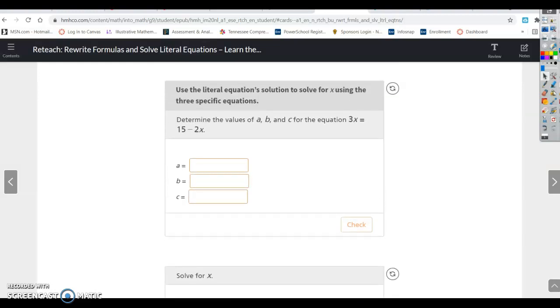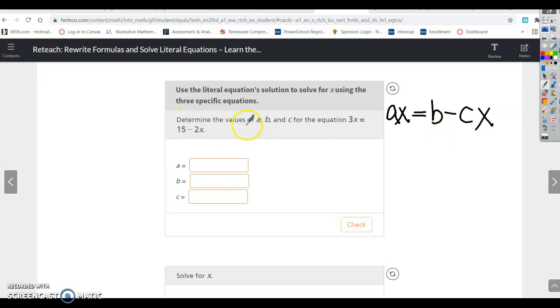All right, it says use the literal equation solution to solve for X using 3 specific equations. I told you to write this down, so hopefully you wrote it down. So the literal equation is AX equals B minus CX. If you scroll back up, you can see that this was given to you earlier. That's the general formula for a literal equation that we're looking at here.